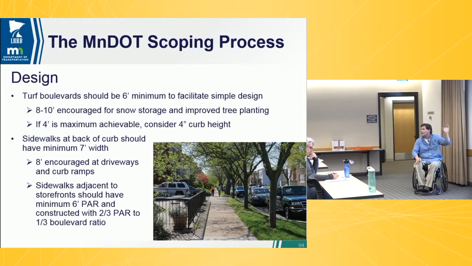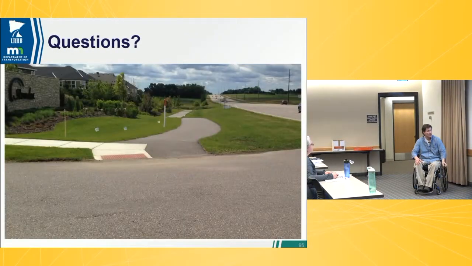Also, if you can only get a 4-foot boulevard, we'll talk about doing a 4-inch curb a lot of the times. Just because that'll get you an 8% driveway or an 8% curb ramp. You can be at full height, versus going up to that full 6-inch height. And then we want sidewalks at back of curb to be 7-foot minimum, 8 foot at curb ramps and driveways. And again, the 6-foot par with a 2/3 to 1/3 ratio.